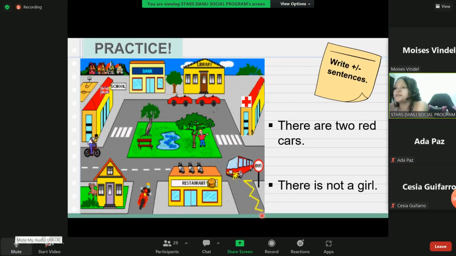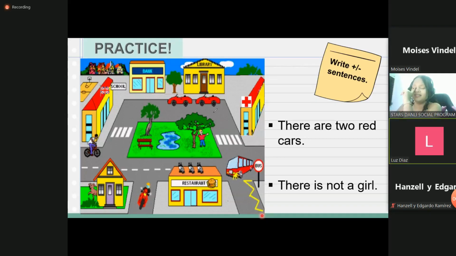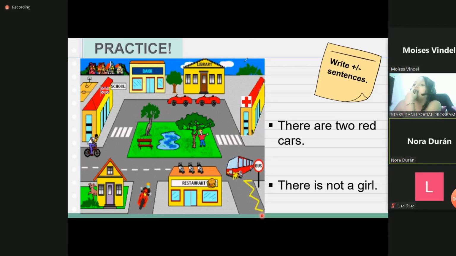¿Qué más podemos observar? There are children. Okay, there aren't children. Yes. There aren't birds. There is not a barber shop. Excellent. There's not a barber shop. As Moises said, there are not birds. What else? There is not a train. There's not a train. Good. Nora? There is not a store. Okay, there's not a store. Yes. Okay, excellent. So there's not a store.